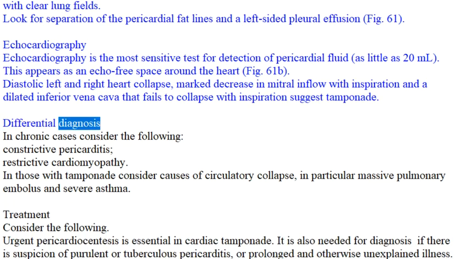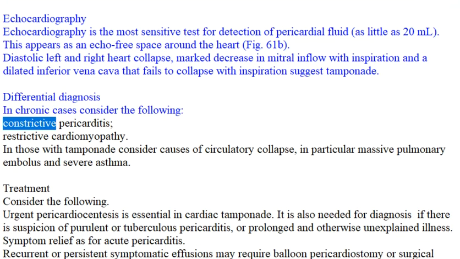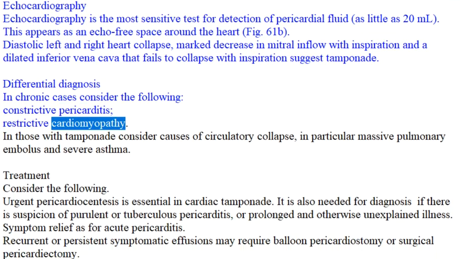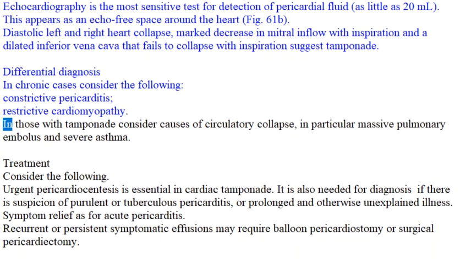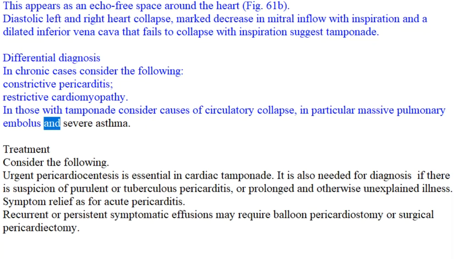Differential diagnosis. In chronic cases, consider the following: constrictive pericarditis, restrictive cardiomyopathy. In those with tamponade, consider causes of circulatory collapse, in particular massive pulmonary embolus and severe asthma.